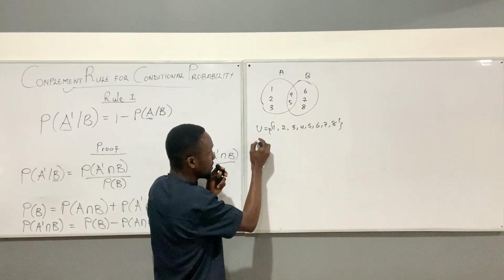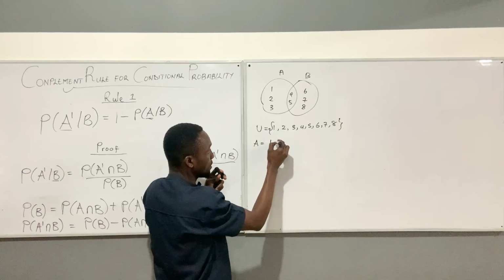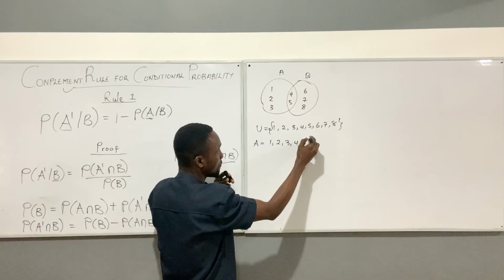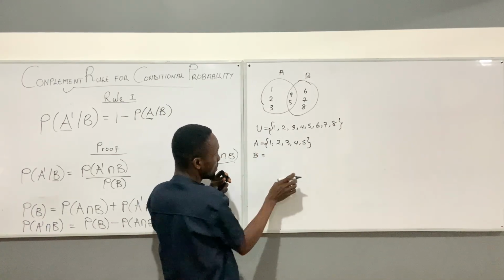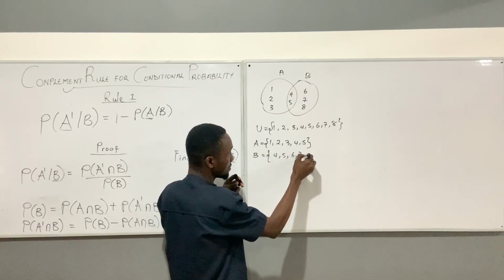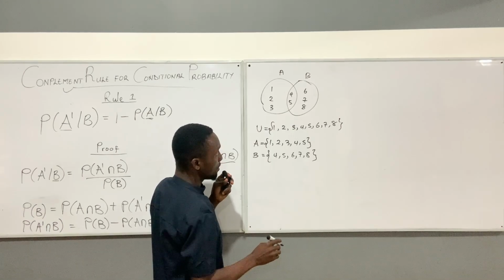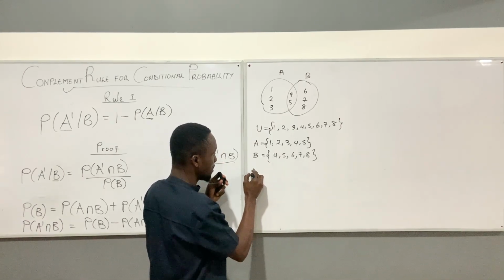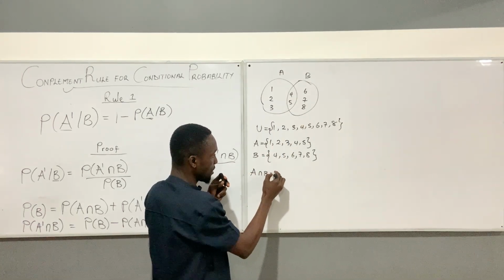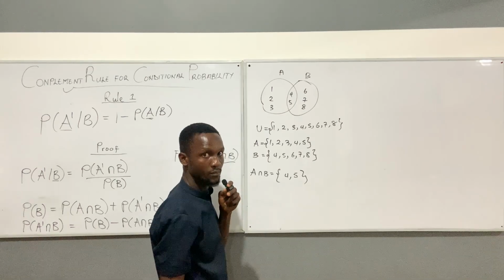Follow me. Let's find the members of A. Members of set A alone is giving us what? 1, 2, 3, 4, and 5. Members of set B is giving us what? 4, 5, 6, 7, and 8. Then let's find A intersection B, and that is what we have here. So A intersection B is giving us 4 and 5.